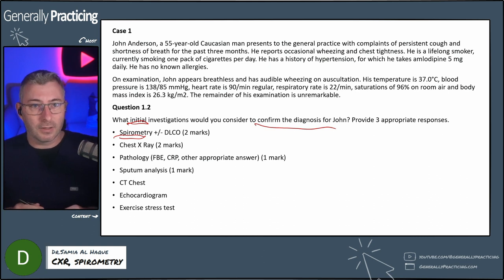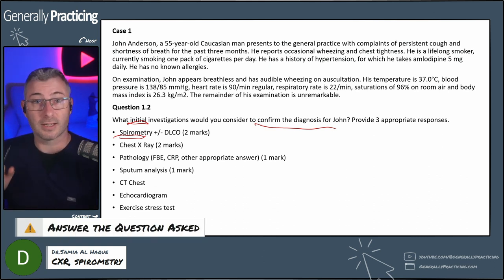Now, again, excellent answer there from Samir. And I will just say, just be careful and make sure we are answering the question asked and providing 3 answers when requested to make sure you actually get all the marks there.